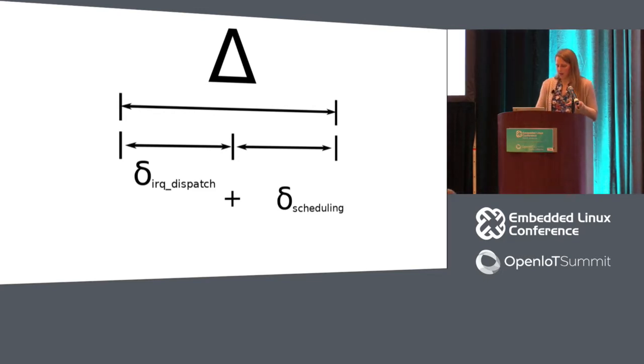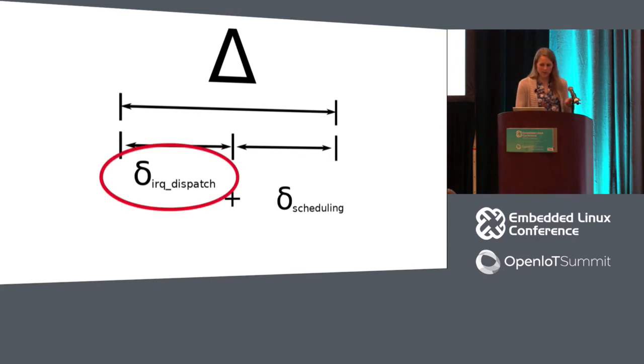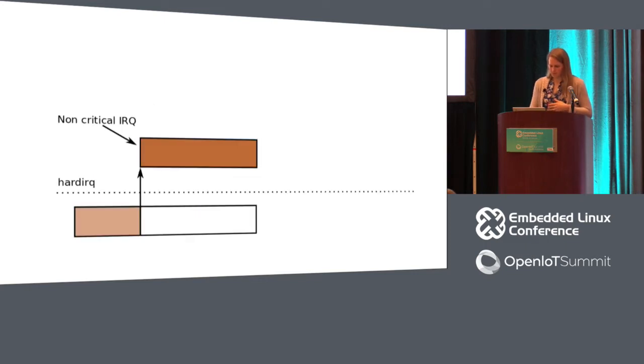I'm going to start by looking at IRQ dispatch latency specifically, and talking about all the causes of this latency and issues we might see. This is a mainline model. One of the main contributors is long-running interrupts in mainline. In mainline, because interrupt handlers are executed in hard IRQ context, they are implicitly executed with interrupts disabled.